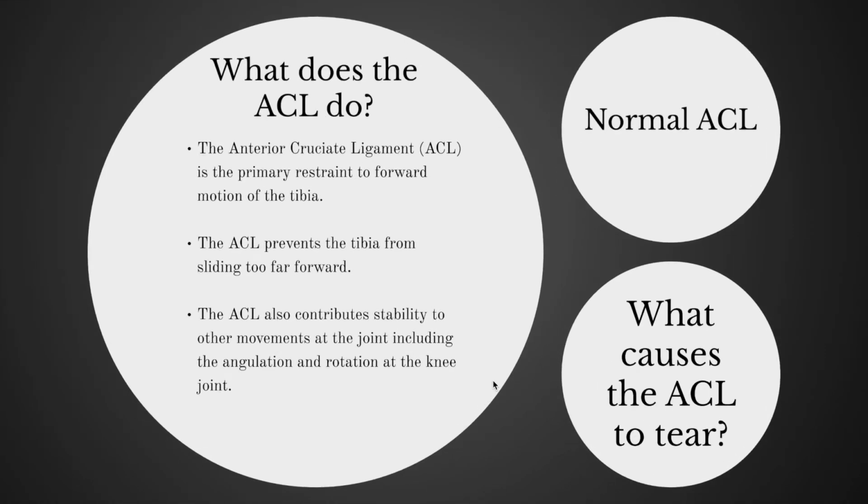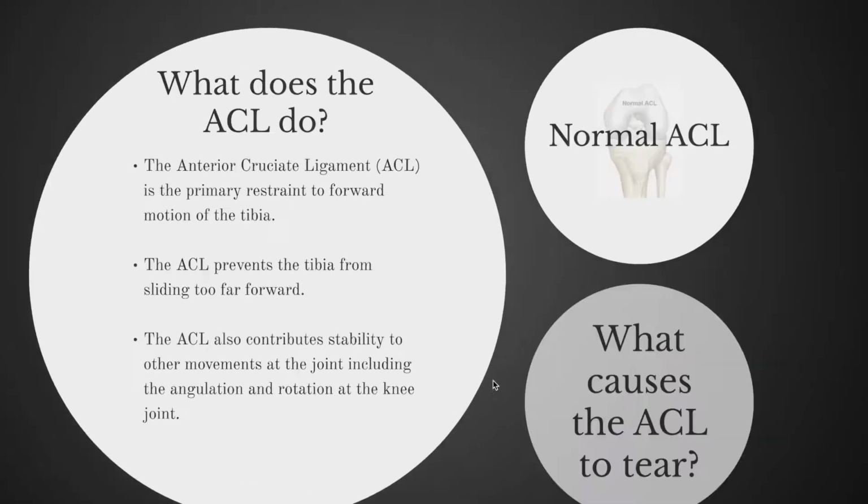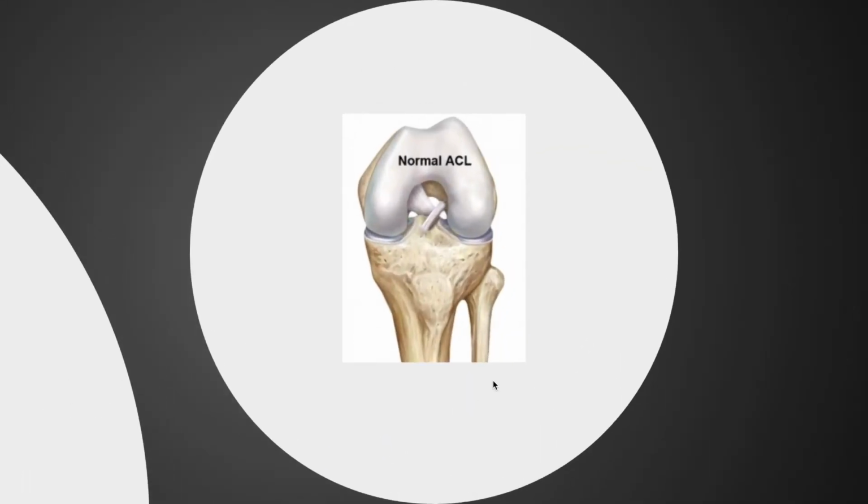So what is the ACL? The ACL is the primary restraint to forward motion of the tibia. It prevents the tibia from sliding too far forward. It also contributes stability to other movements at the joint, including the angulation and rotation at the knee joint. In this picture here, it is showing you what a normal ACL looks like.